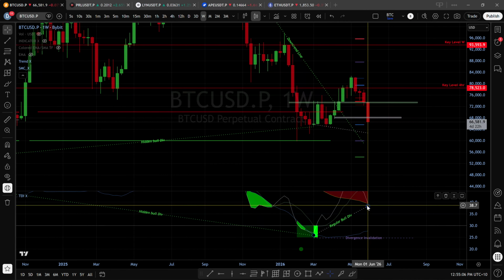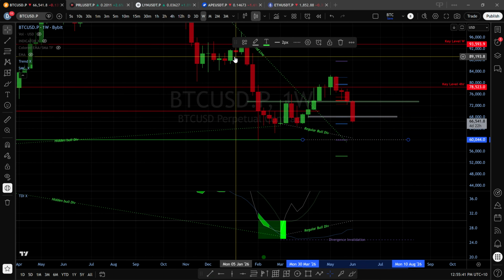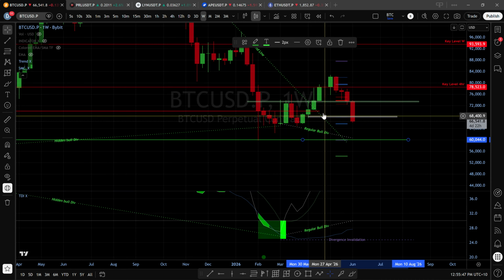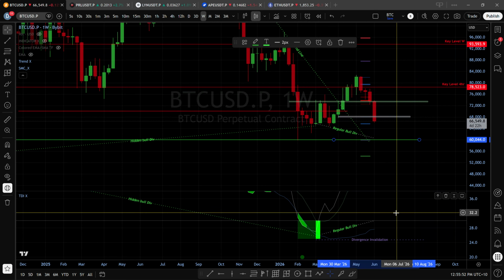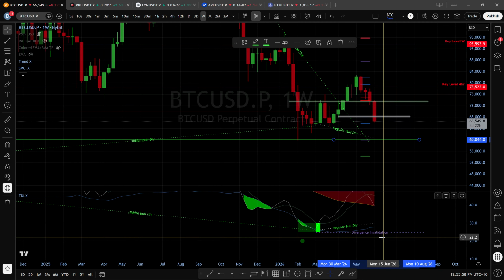So if it goes down there, it could retap this. It could come down to here and still be a bull div. So it could retap this volume area low here, which would be another retest of the trend line. There's a lot of confluence right here, and it's going to be hard to invalidate this bull div on the weekly right here.